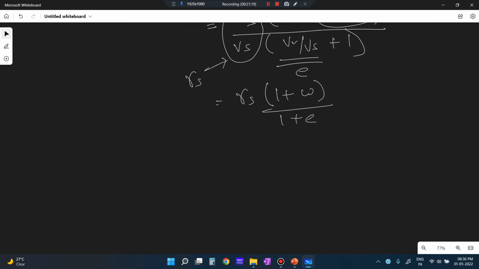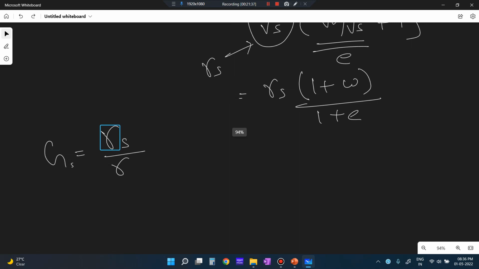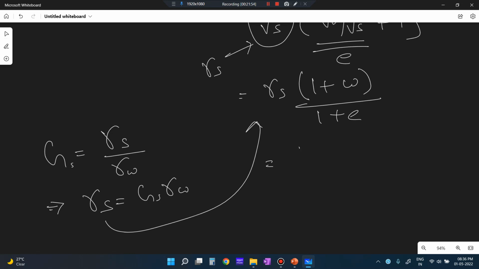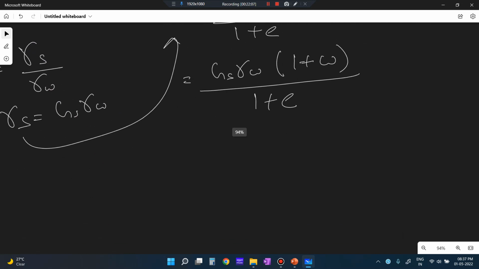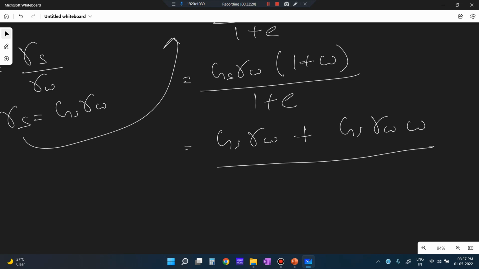Okay, we know Gs equal to gamma s by gamma w. So gamma s will be equal to specific gravity into gamma w. So now if we put this over here, it will be Gs into gamma w, 1 plus w, that is the water content, by 1 plus e. So now, Gs gamma w plus Gs gamma w into water content by 1 plus e.